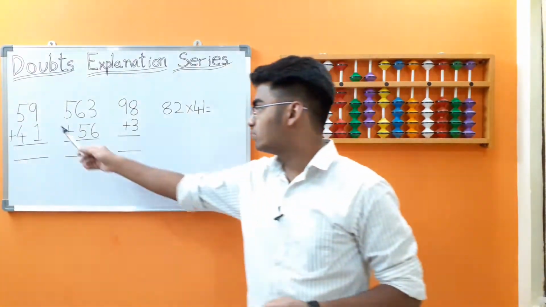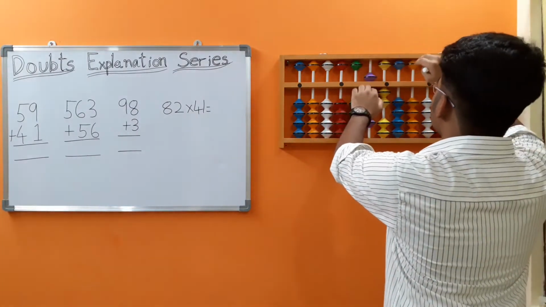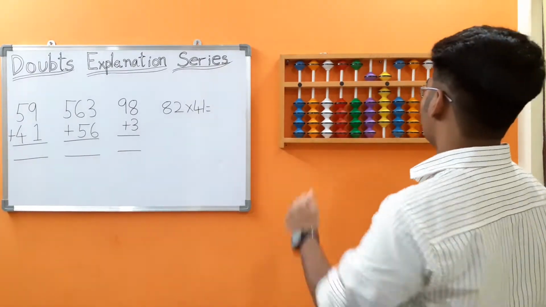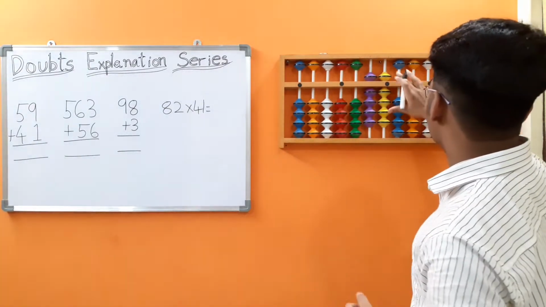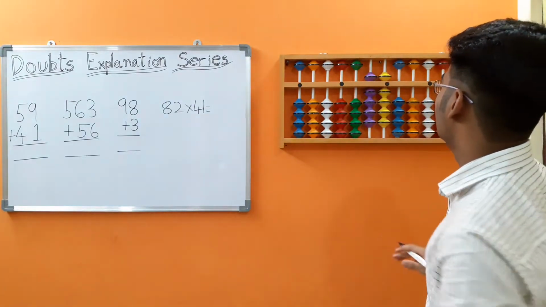Next sum, 59 plus 41. As usual, let's place the first number on the abacus, 59. We have to add 41. 4 we can add directly. Now we have to add 1. Units rod is completely occupied, so is tens rod.